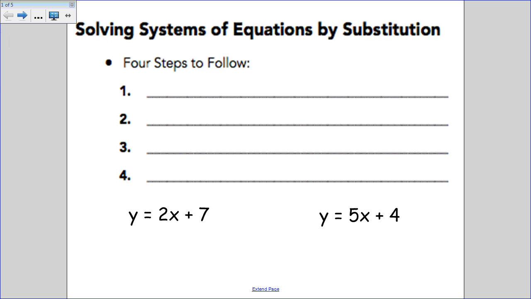Okay, this is our second video in your packet on how to solve systems of equations using substitution. On our last video we talked about solving equations in terms of a variable. In my example down here, my first problem is solved in terms of y, because I have y equals everything else. The same is true for my second equation. This is also solved in terms of y.